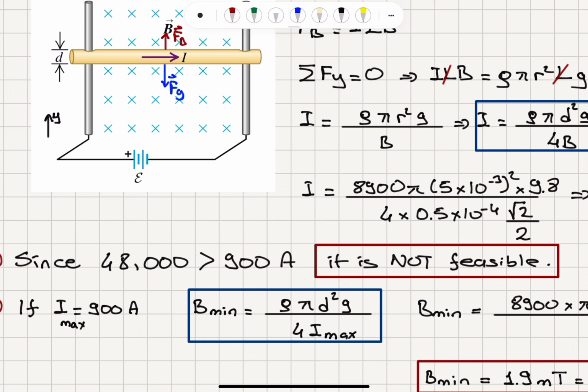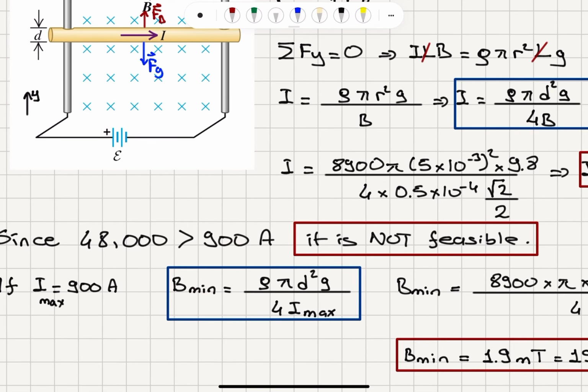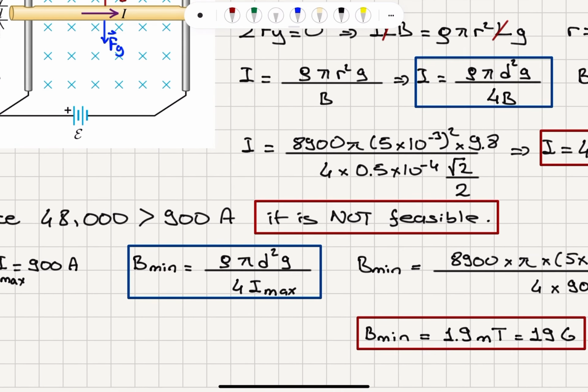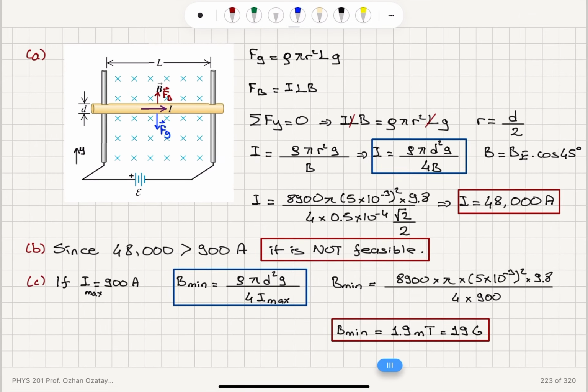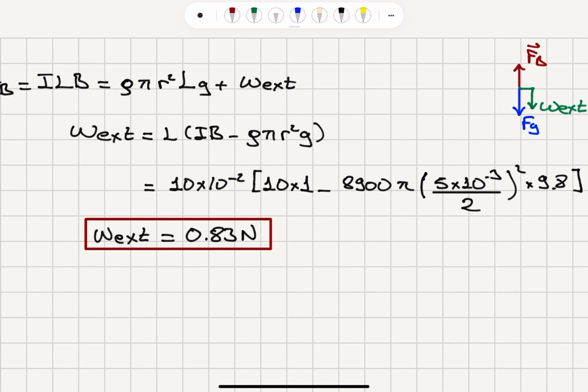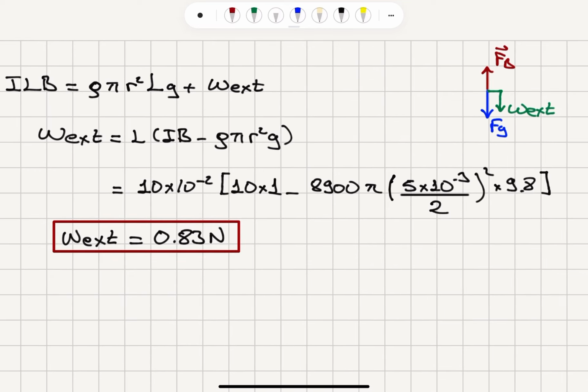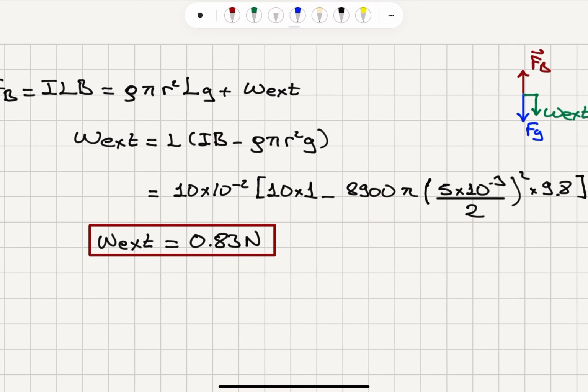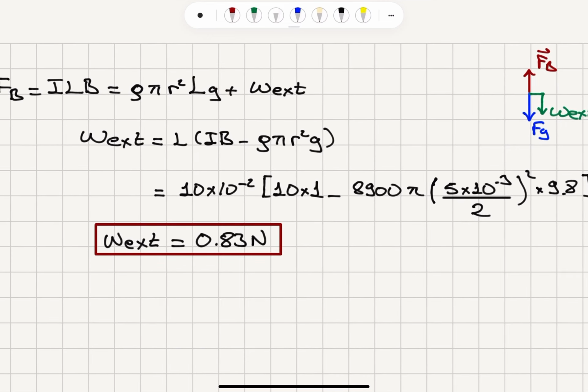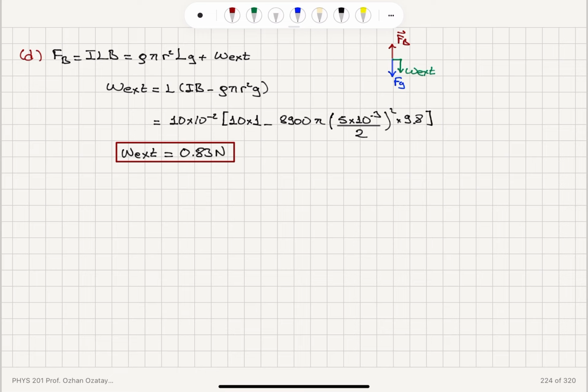So if the maximum current it can handle is 900 amps, then what would be the magnetic field needed for it to work? If we calculate this using this expression, solving for the minimum magnetic field, substituting maximum current, we find 19 Gauss. Suppose that we can have a 1 Tesla magnetic field. Then the question is, how much extra weight can we levitate? Well, the magnetic force will be balancing the weight of the bar plus the extra weight, and using this we can calculate the extra weight that we can handle to be 0.83 newtons.